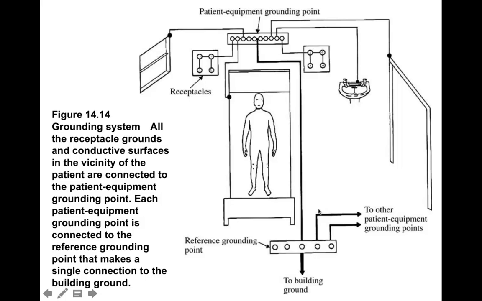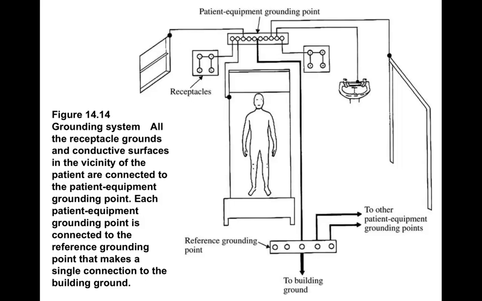What you do not want is another conductor to come out of your building ground, touch some instrumentation in this room, and then be able to contact the patient. In that case, you would form a ground loop between this wire, which goes to the patient equipment grounding point, and this wire, which goes to something else in the room. That can create a problem because ground loops can act as pickup coils and actually induce external voltages.